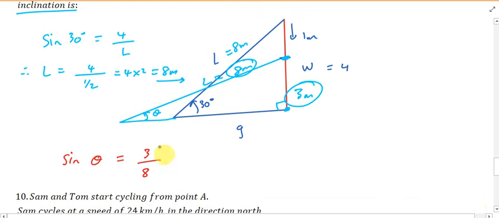And then obviously we can't really work out 3 over 8, so we can just write theta is equal to, because it's not a special angle, sine inverse of 3 over 8 should be your angle of inclination. If this was a special angle, then you could have worked out the exact answer, right?